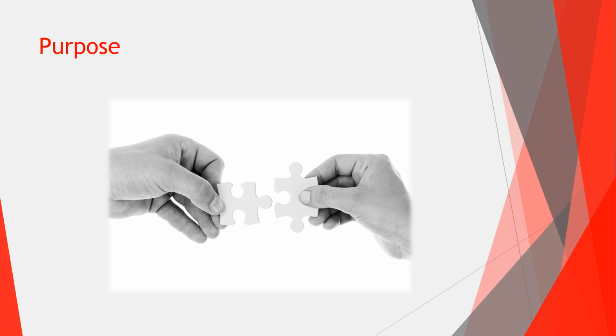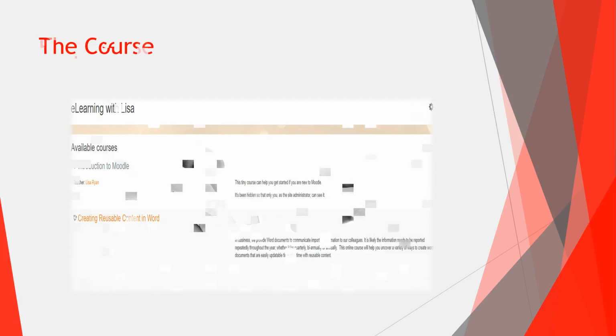So in this particular course, we have several areas. Now we'll start to talk about content. The course is created in Moodle, and you can see here an introduction to the Create Reusable Content in Word course. The learners would register for this course as they would any instructor-led hands-on training course. When they register, they're given a timeline so they know the date of the course and the commitment.